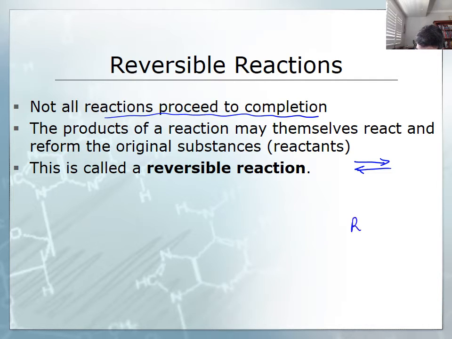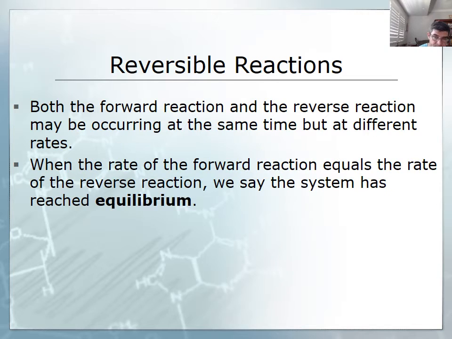If we talk about the reactants and the products, initially we will have all reactants and no products. As the reactants drop and the products climb, if at some point the products start to reform the reactants, then we have what's called a reversible reaction. Now, the important thing about reversible reactions or equilibrium reactions is that both reactions can be occurring at the same time, but they may not be occurring at the same rate.